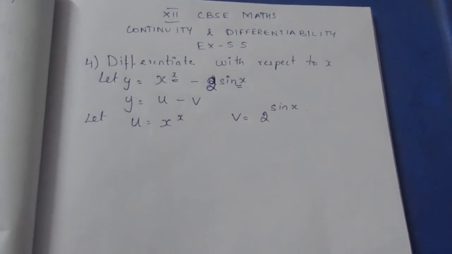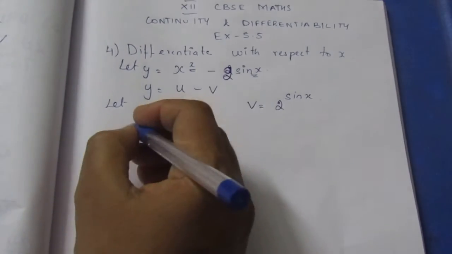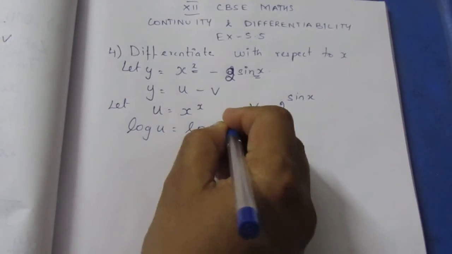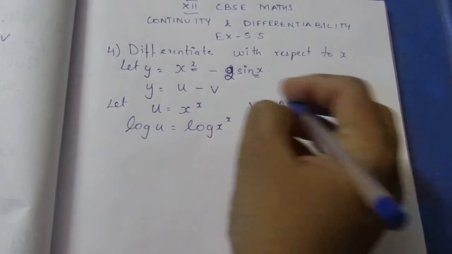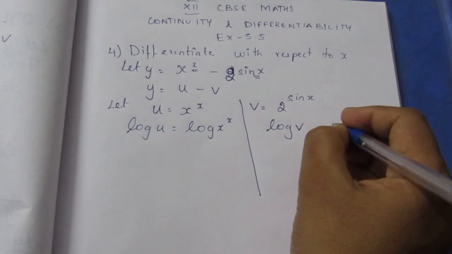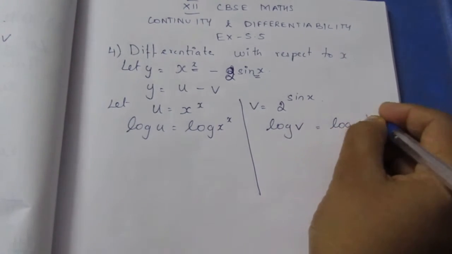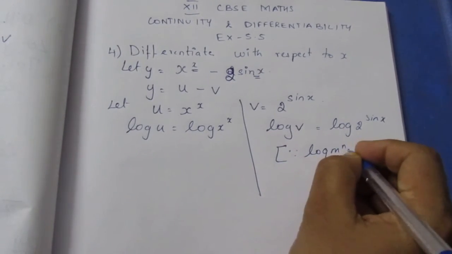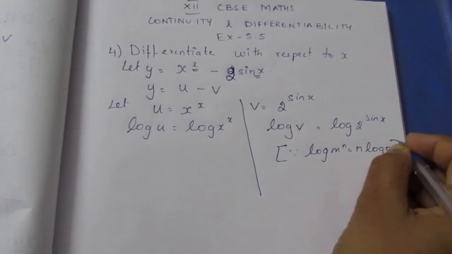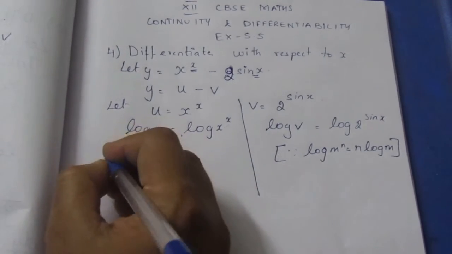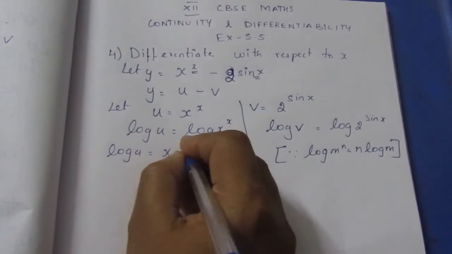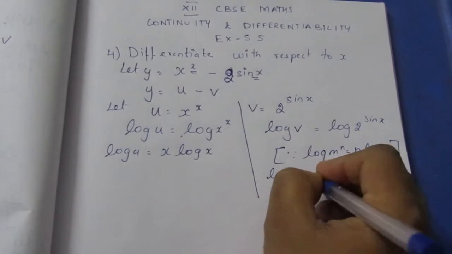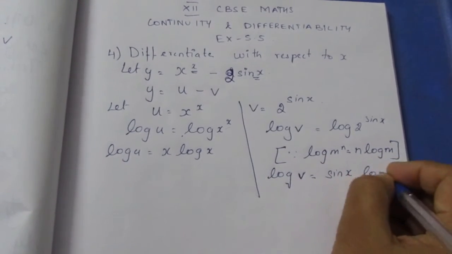So as I told before, if the variable is in the power, we need to take log. So taking log on both sides, log u is equal to log x power x, and log v is equal to log 2 power sin x. The formula for log m power n is n log m. The power will come as a multiply. So here log u is equal to x log x, and log v is equal to sin x log 2.